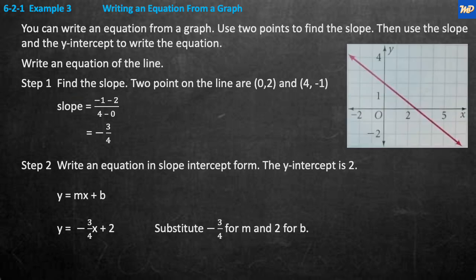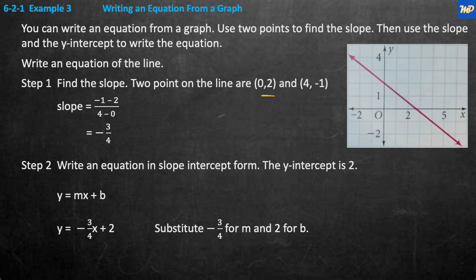Okay, good. Okay, example 3, writing an equation from a graph. So now they're giving us a graph, and we're going to try to write the equation from there. You can write an equation from a graph. Use 2 points to find the slope, and then use the slope and the y-intercept to write the equation. Basically the same. First we'll solve for the slope, and then we're going to look at how to find the y-intercept, which you've already been shown. We're going to do it again here. So write the equation of a line. That's what they want. Step 1, find the slope. Well, how do you find the slope? Two points on the line, they're telling us, are 0 and 2.